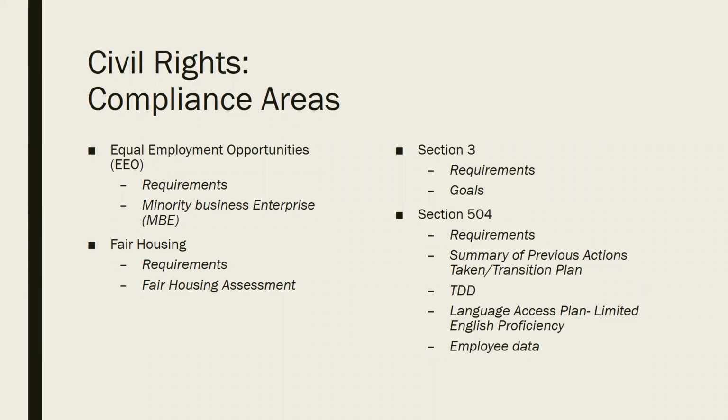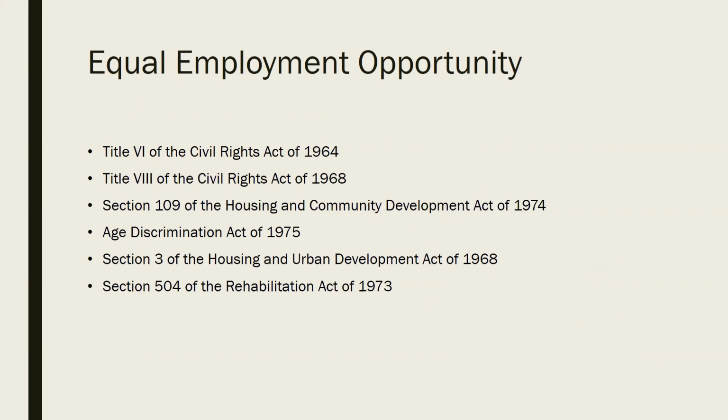These are the various compliance areas under civil rights. We have the equal employment opportunities, fair housing, Section 3, and Section 504. And here are the different acts that are under equal opportunity: Title 6 of Civil Rights, Title 8 of Civil Rights, Section 109 of the Housing and Community Development Act, age discrimination, Section 3, and Section 504.